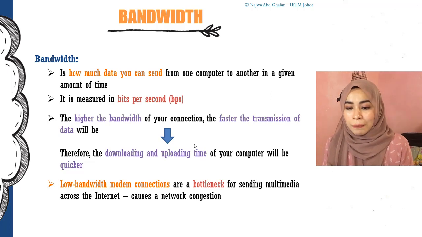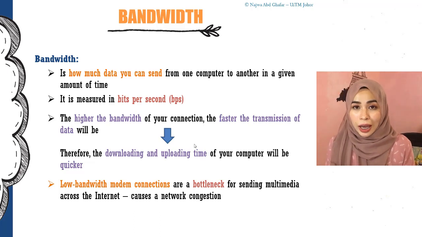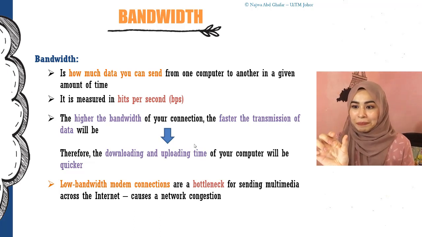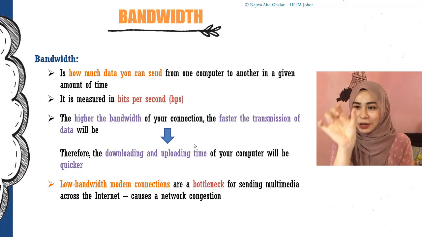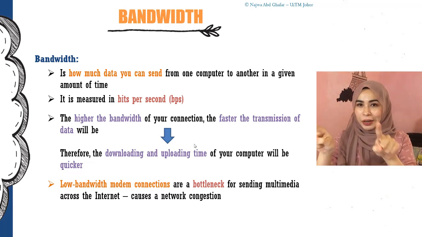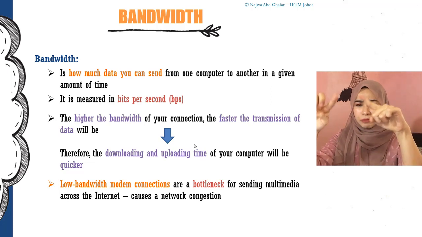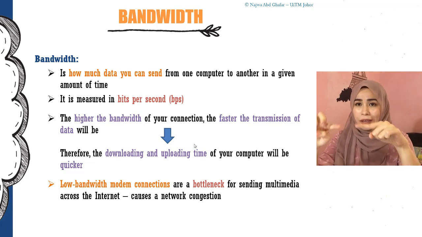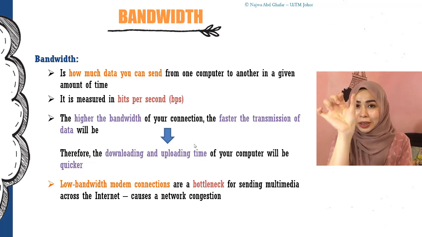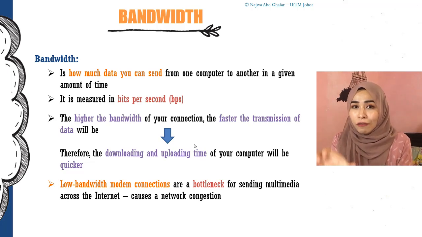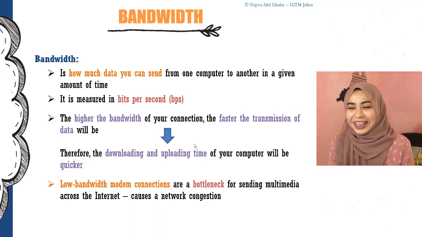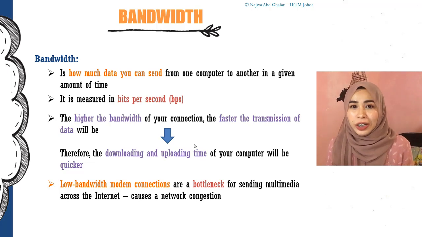All right, so low bandwidth modem connections are a bottleneck for sending multimedia across the internet, causing network congestion. Okay, so whenever we have a bottleneck, imagine you have a bottle. Why do we call it a bottleneck? Bottle shapes like this, right? You have a lot of data to be sent, but your bandwidth is less, so there will be a bottleneck there, meaning that you want to fit a lot of data within one narrow neck. Right, so there will be a bottleneck causing network congestion.